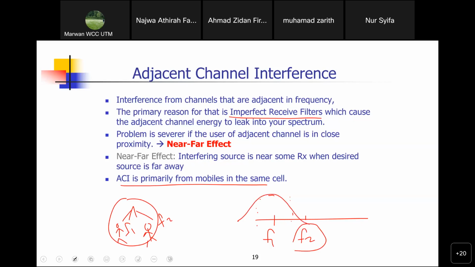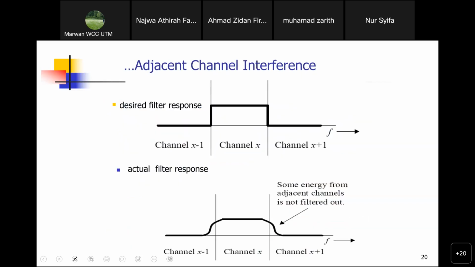If this is the case, then the way we deal with it is very simple. It's just channel allocation. Later we'll see. So this is the main reason: perfect filter versus imperfect filter. The one next to you is called the adjacent channel. You will also filter up some of the signal from your adjacent channel.